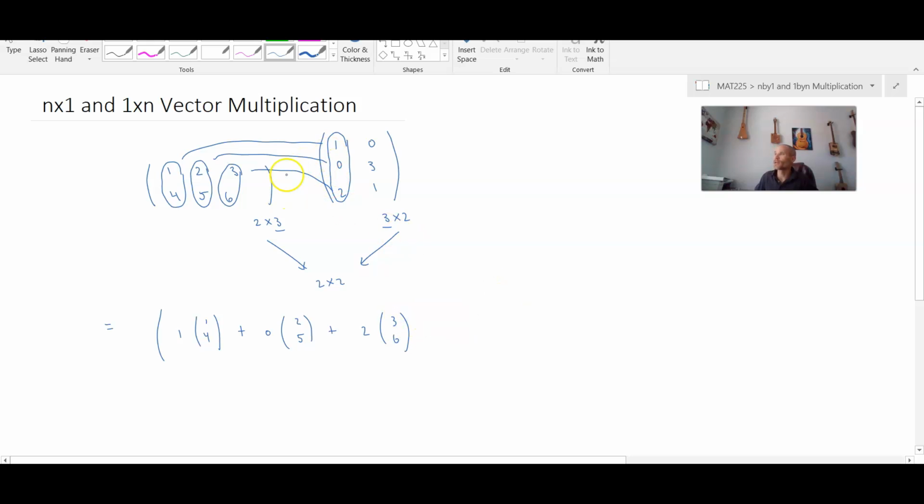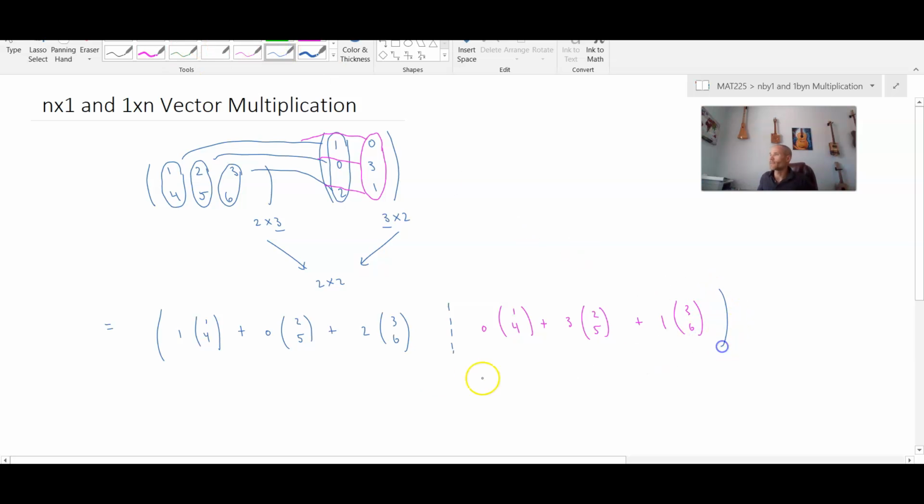Now, since we're done with the first column of the second matrix, we move to the next column of the second matrix, which produces a new column in our final product matrix. We repeat the same thing with the components 0, 3, 1, which scale the same respective vectors of the first matrix. So here we'll have 0 times the 1, 4 vector plus 3 times the 2, 5 vector plus 1 times the 3, 6 vector.